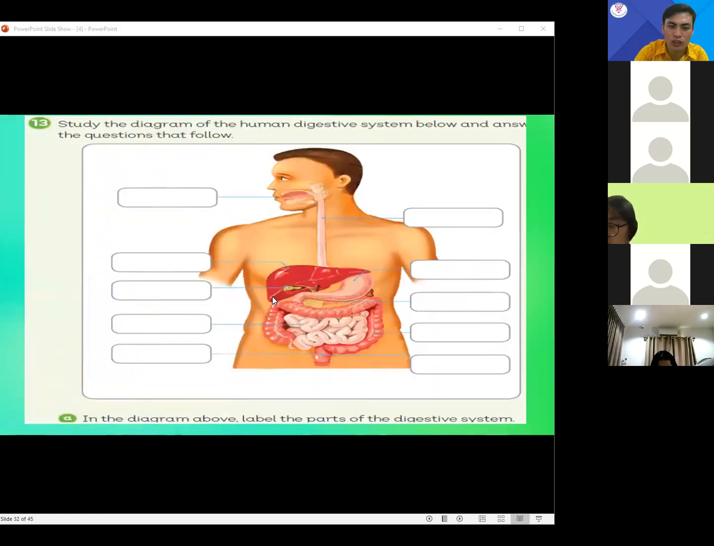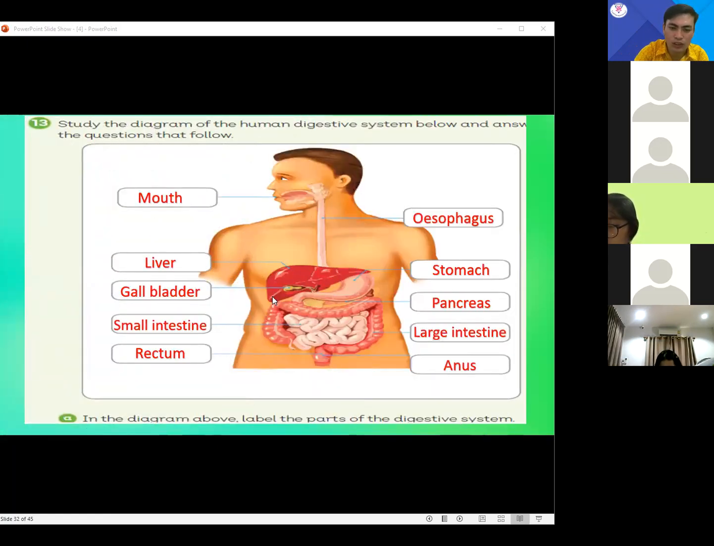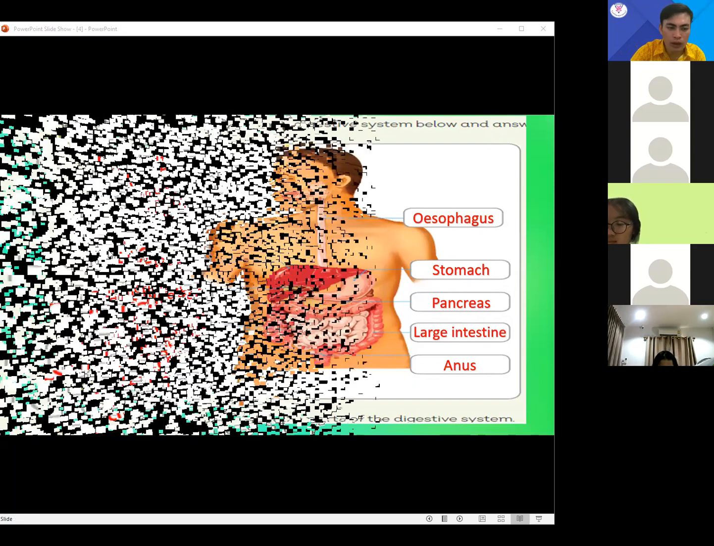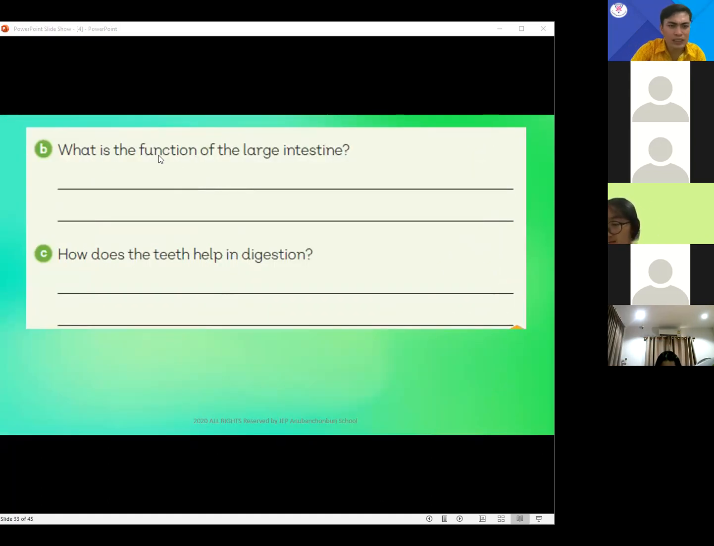We will skip this one. We finished this one last time, okay? So please remember all the names for all the parts of the digestive system. Let's proceed to the next question then. What is the function of the large intestine? You can search there in your book. What is the function of the large intestine? What does it absorb?